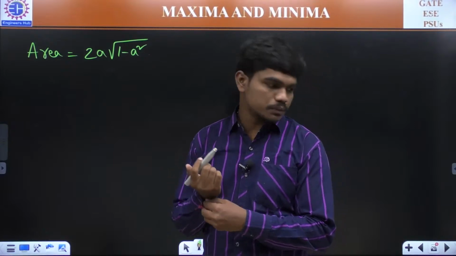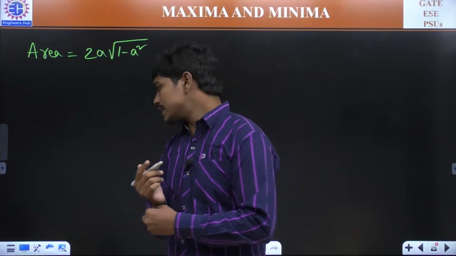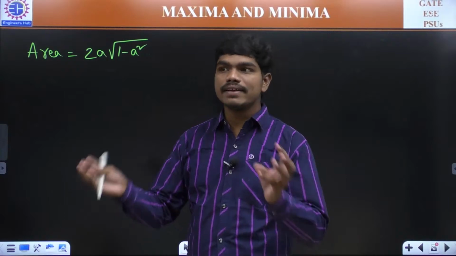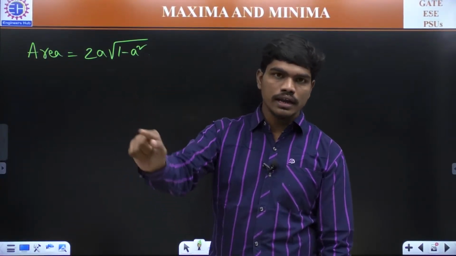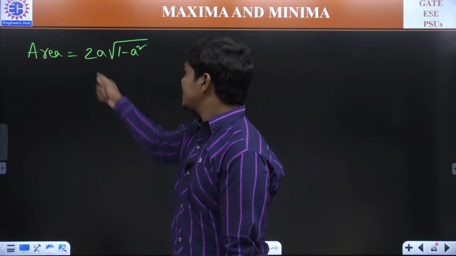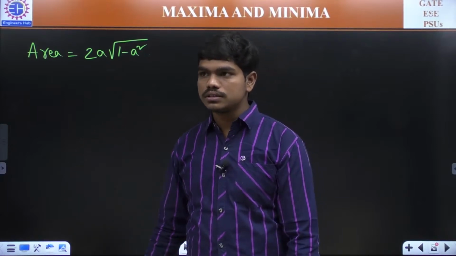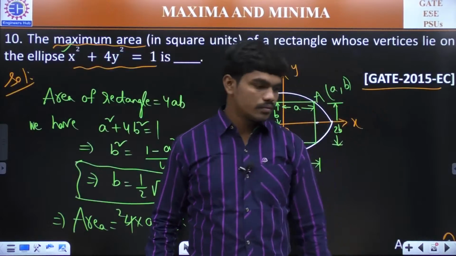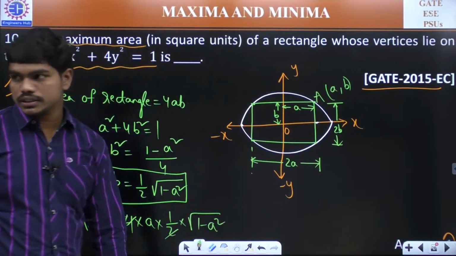All of you, please try to respond. Try to find the maximum value of this function because it's a single variable function. Actually, the area depends on two variables, a and b. But to relate a with b, it was given that the vertices of the rectangle are lying on the ellipse. So we can convert one variable in terms of another, and convert the total area into a single variable function. So please try to solve this.